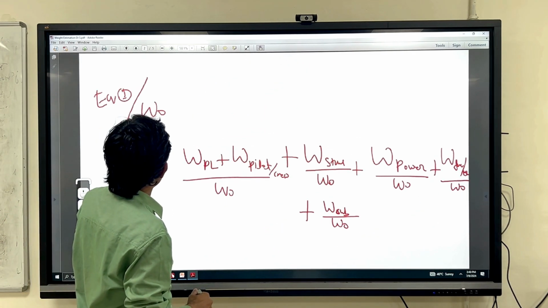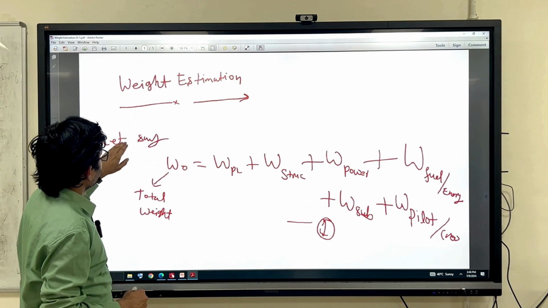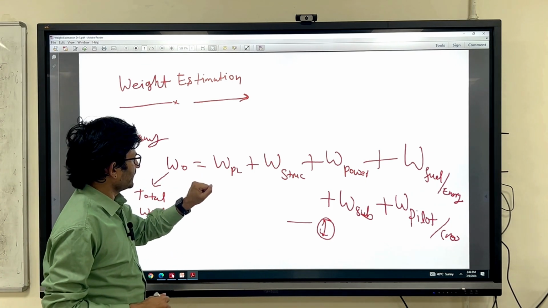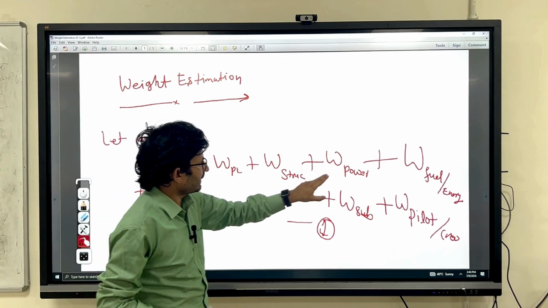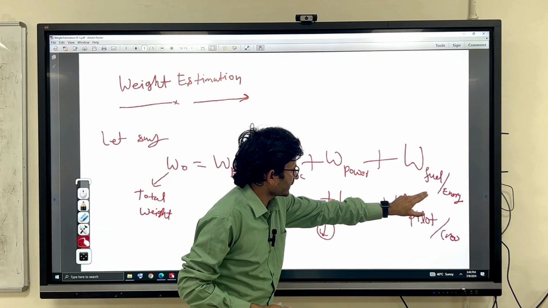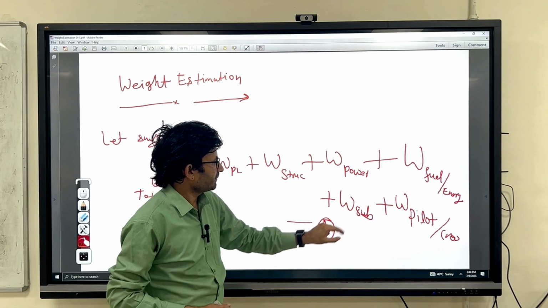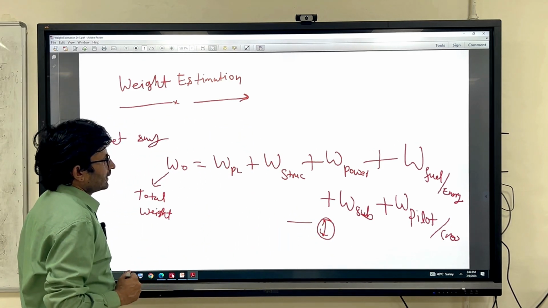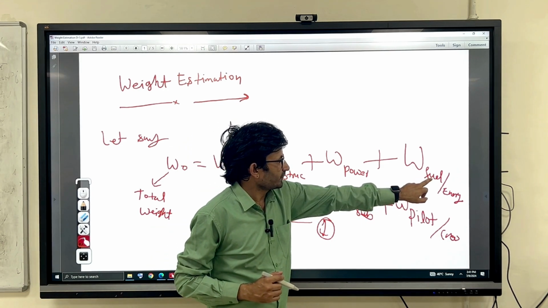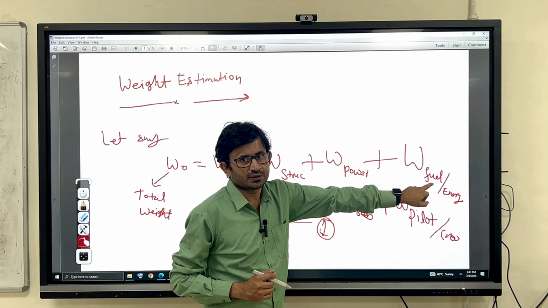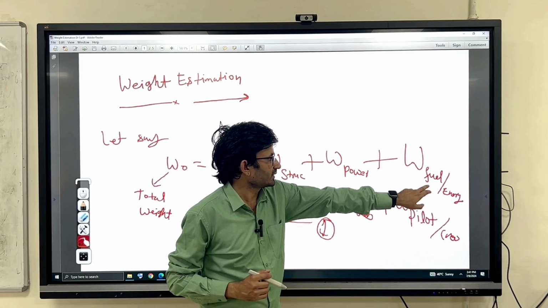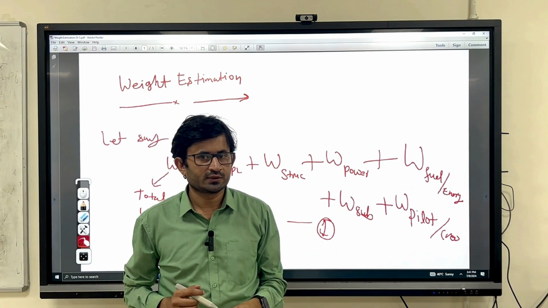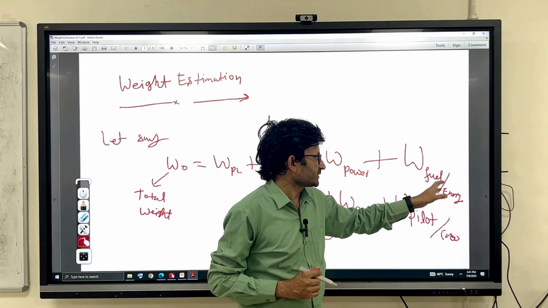we'll go back to the first slide, and we can write our total weight as payload weight, structure weight, power plant weight, fuel weight or energy weight, subsystem weight, pilot weight and crew weight. Okay. So now here fuel, that means if you are using a fuel type of engine, the fuel is required for combustion, or if you are using, for example, an electric motor and all, then you can put energy battery instead of fuel.